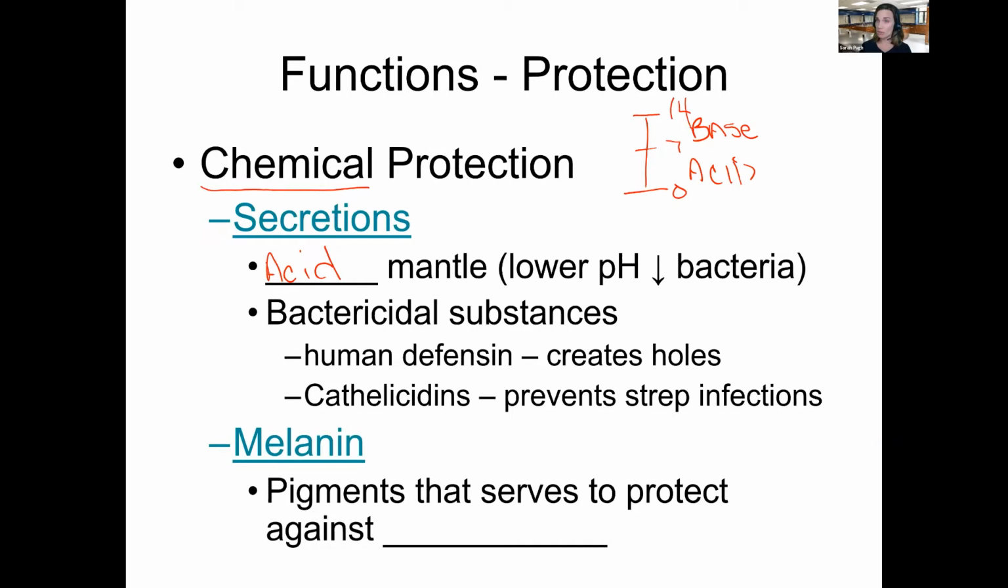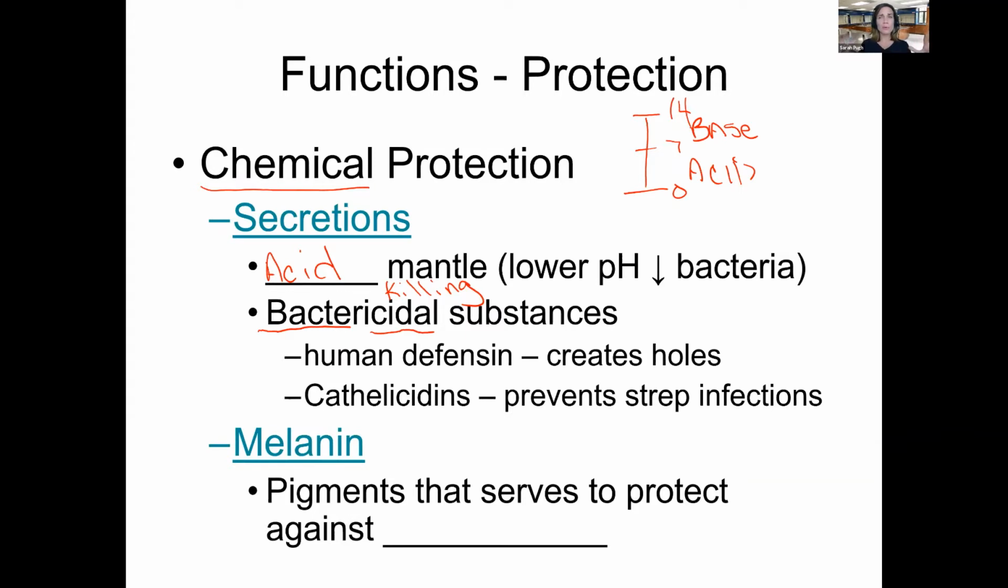Another secretion are secretions that we term bactericidal substances. So that term bactericidal, right? I always think like suicidal. So bacteria and cidal, which is killing or deadly. So these are substances that kill bacteria. They're deadly to bacteria. And there's 2 of them that are secreted from your skin. One is called human defensin.